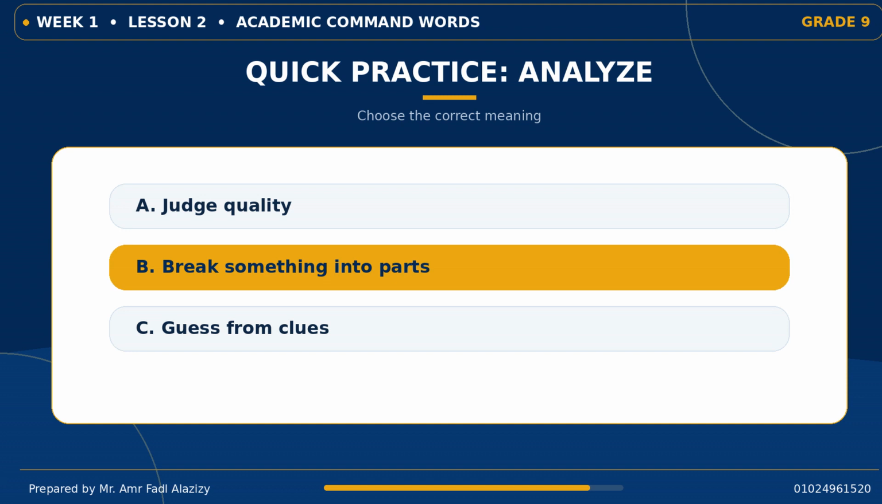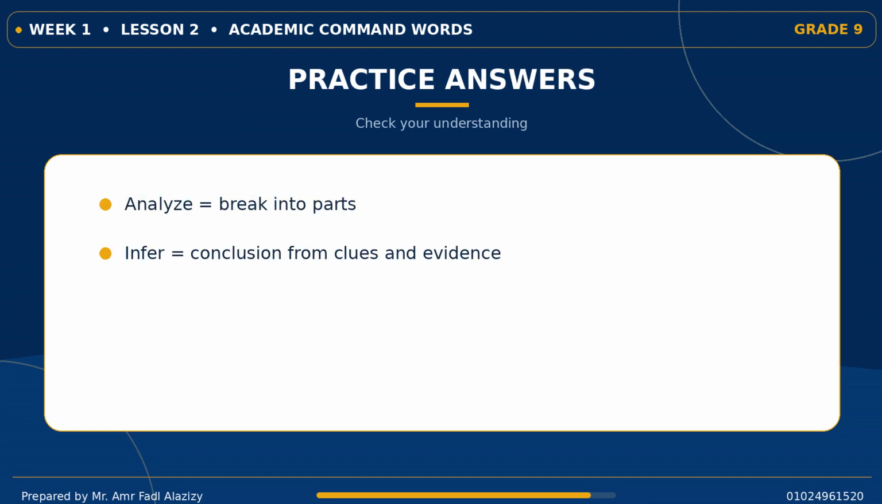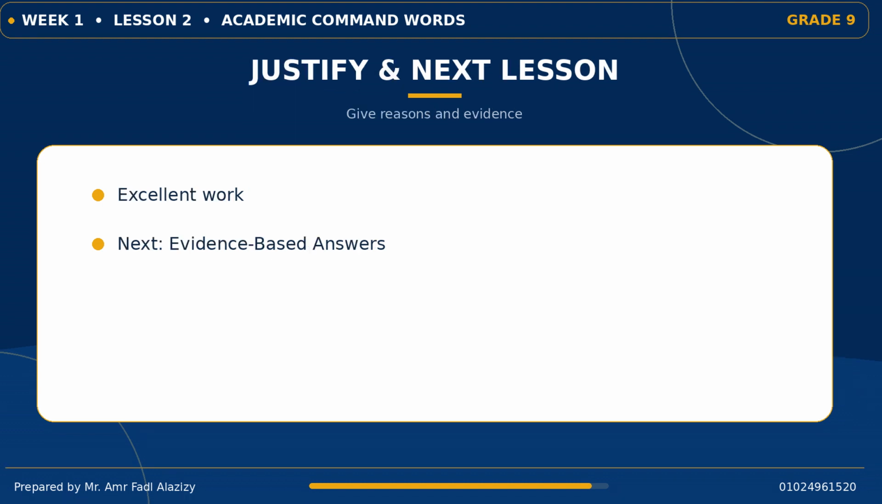Before we finish, try this short practice. What does analyze mean? Does it mean to judge quality, break something into parts, or guess from clues? The correct answer is break something into parts and explain each part. What does infer mean? It means to reach a conclusion based on clues and evidence. And what does justify mean? It means to give reasons and evidence to support your answer.